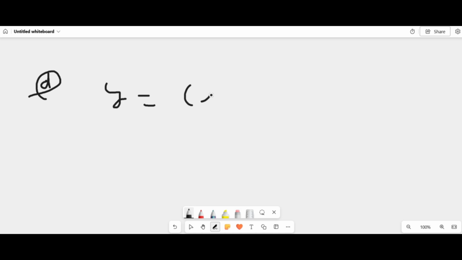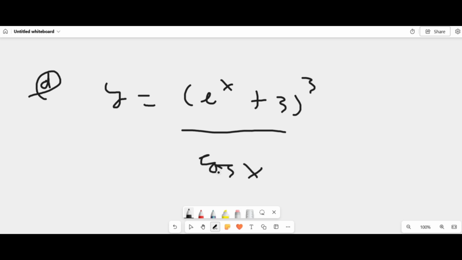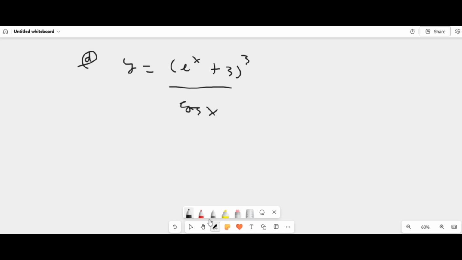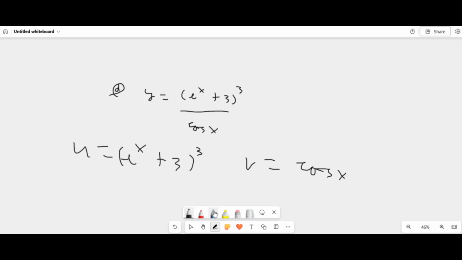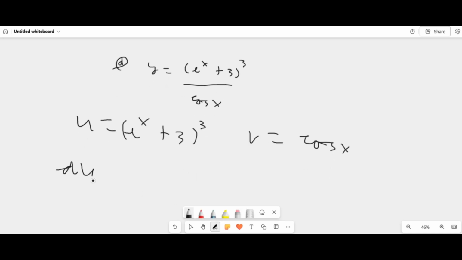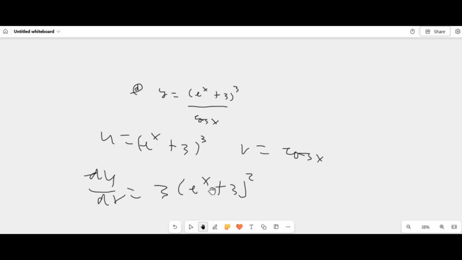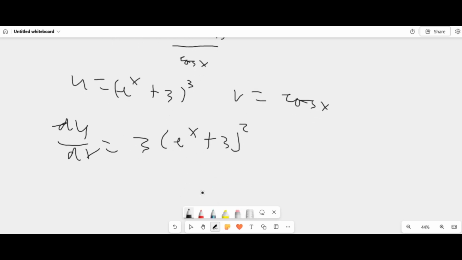So y is equal to e to the power of x plus 3, to the power of 3, over cos x. So now what do we do here? Same situation. u is going to be equal to e to the power of x plus 3 cubed, and v is going to be equal to cos x. So now you want to differentiate both of them. Differentiate u, du over dx, is going to be, bring the 3 down, e to the x plus 3, and then bring 1 from the power, that's 2. Obviously differentiate the inside. The inside differentiates to e to the power of x, so times the outside, we get that there.